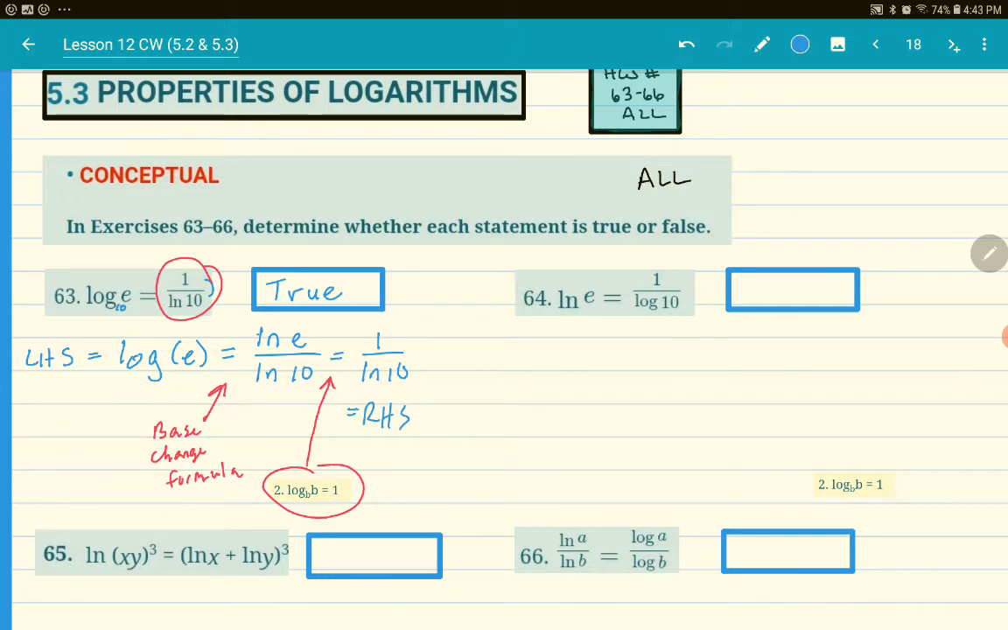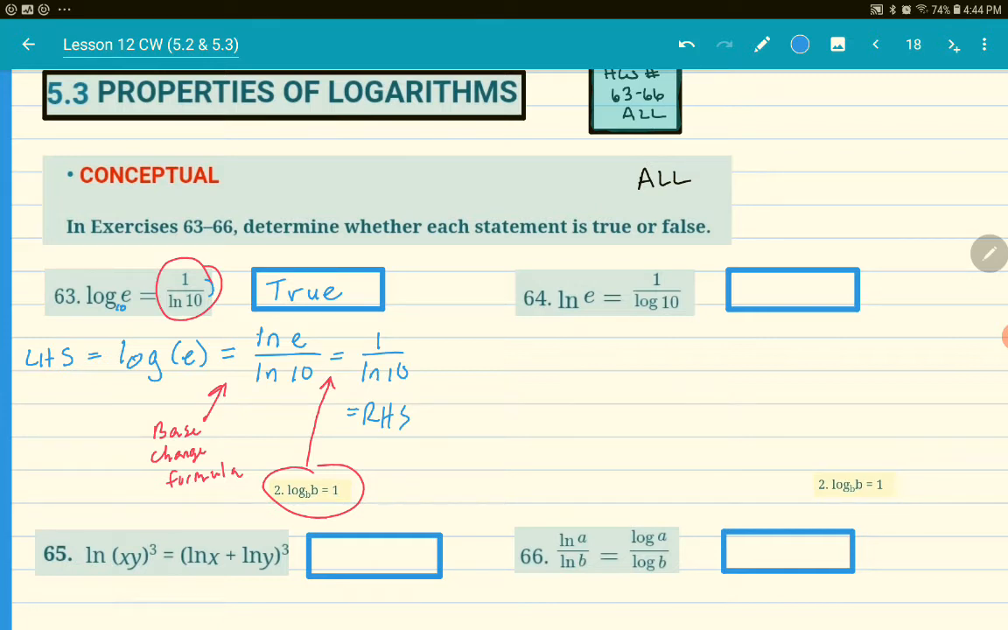All right, so if you needed a little help on this and you think you can apply those skills to 64, 65, and 66, then go ahead and pause this video and try those now. Or try them again, since I know you've already tried them once. But now that you've seen 63, go ahead and try those now. And pause this video to do so.